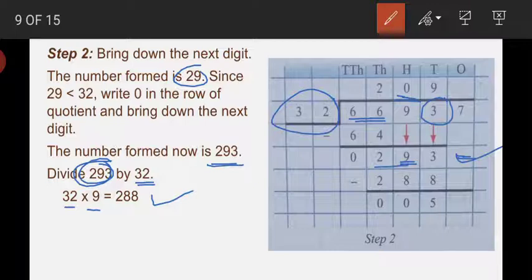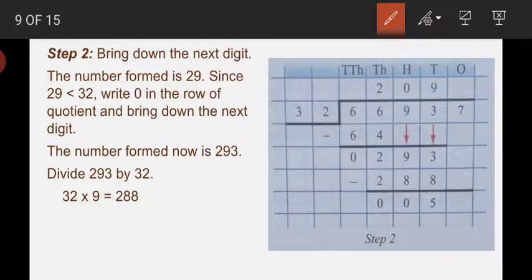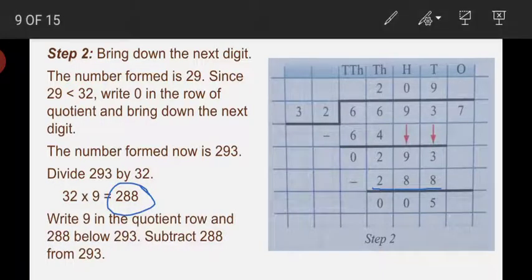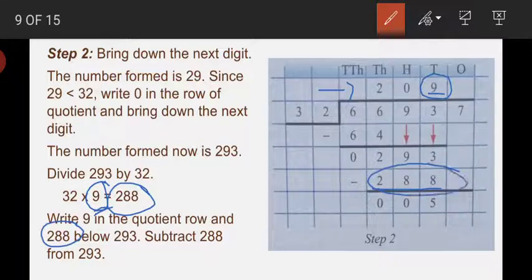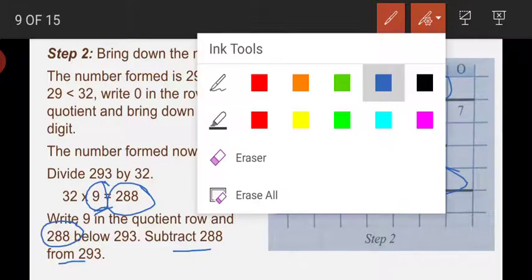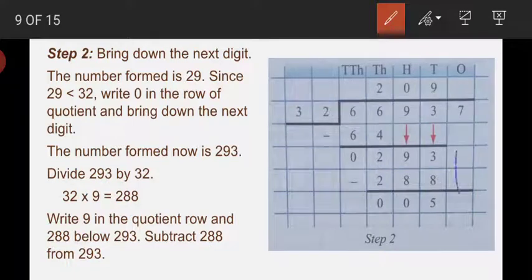293. Our next step is to write the 288 just below 293. After that we have to subtract. Here we are multiplying with 9, so 9 is written in the quotient row. In the quotient line you have to write 9, and write this number 288 just below 293. Next step is to subtract. If you subtract these two, we get 5 as the remainder.